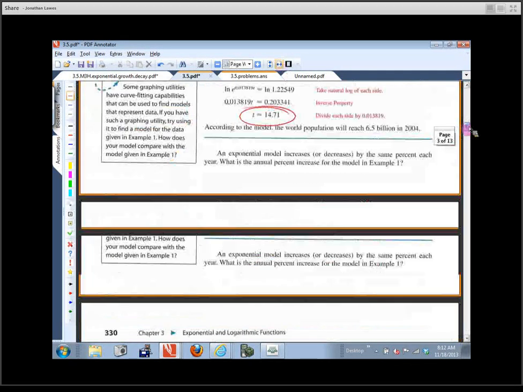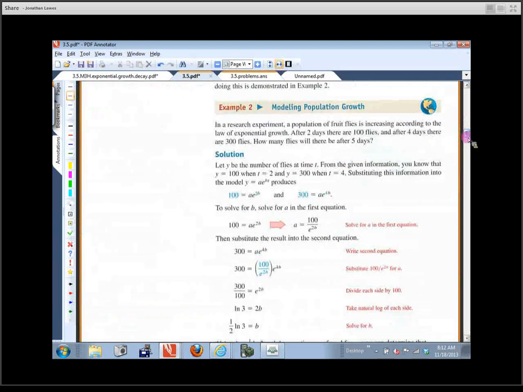Okay. If you flip the page over, and we looked at example number 2, this one's a little bit more complicated. What makes this problem more complicated? It's still about population growth.